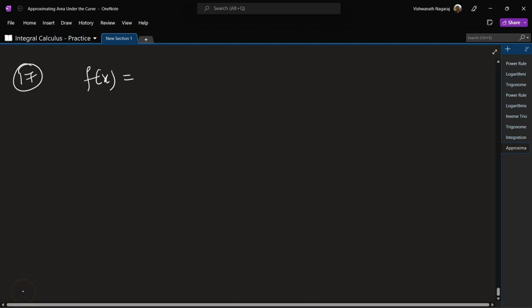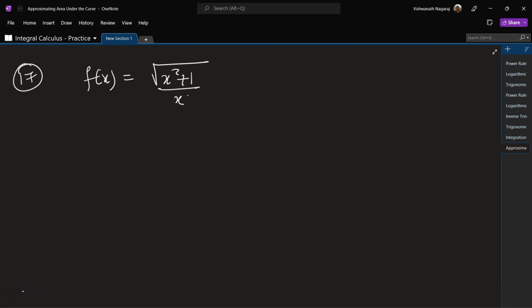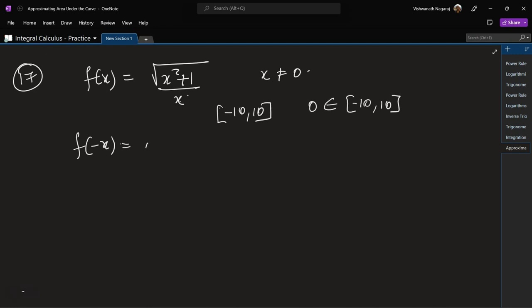17th one: f of x is equal to square root of (x squared plus 1) by x. Now here x cannot be equal to 0, because the interval given to us is minus 10 to 10 and 0 belongs to this interval. So directly we cannot do it. But if we notice, instead of x, if we say minus x, we get square root of (minus x squared plus 1) by minus x, which is equal to minus square root of (x squared plus 1) by x.